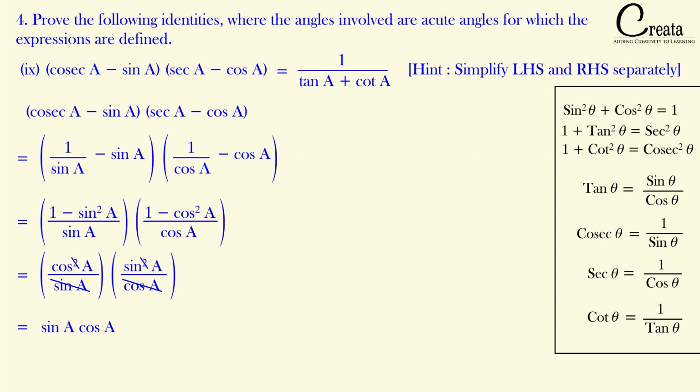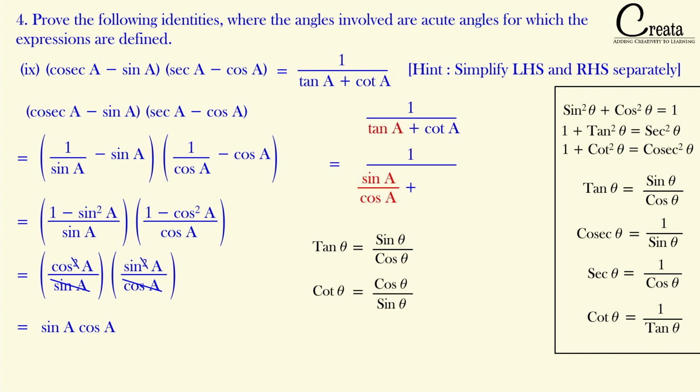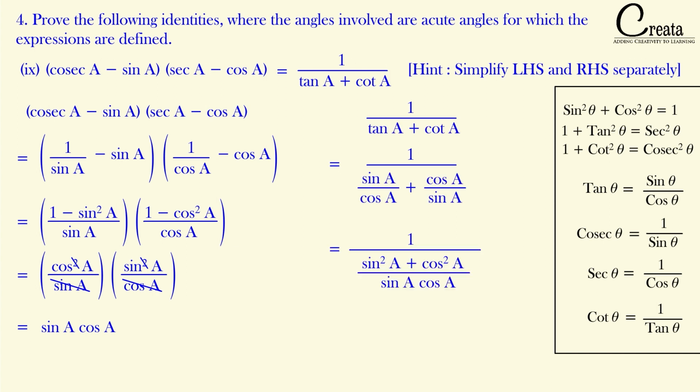We have the right hand side as 1 upon tan A plus cot A, and we have to convert this into the sine and cos terms. How will we do it? We know tan is sine upon cos and cot is cos upon sine. So let's replace tan with sine upon cos and cot with cos upon sine. Let's further solve it and take the LCM as sine A into cos A.